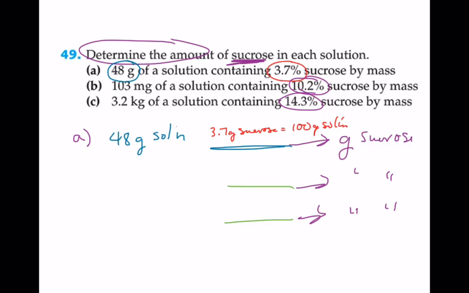Now I noticed for B and C, it's kind of mixed up a little bit, because for B you're going to have to convert milligrams to grams first, right? And for C, you're going to have to convert kilograms to grams first on the front end.